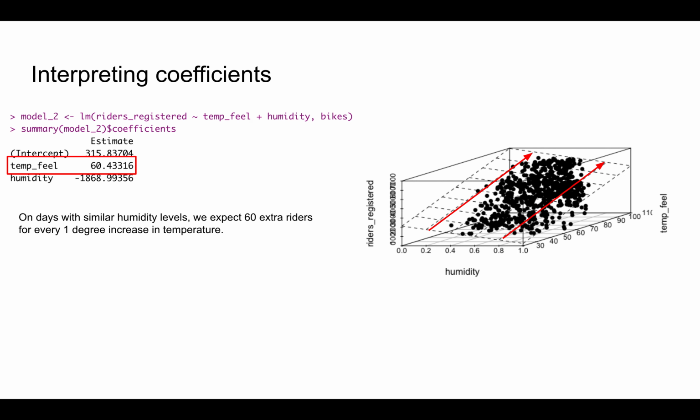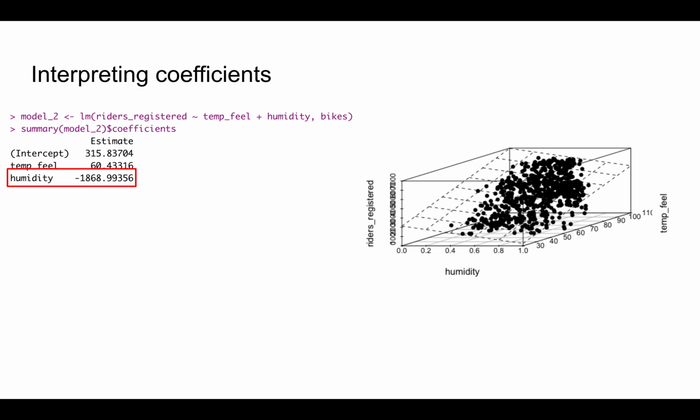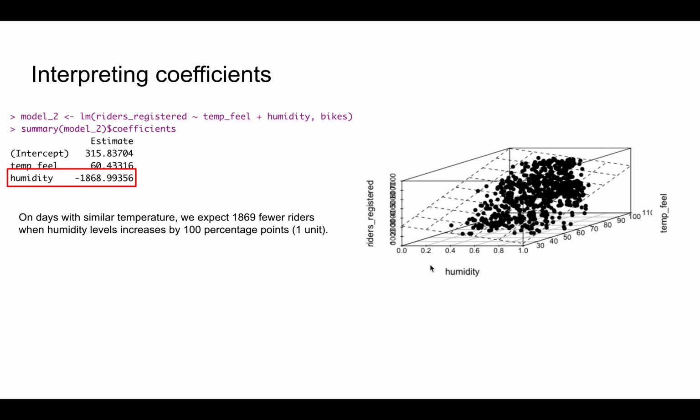We can similarly interpret the humidity coefficient. On days with similar temperatures, we expect roughly 1,869 fewer riders when humidity increases by 1 unit. Now, since humidity is recorded on this 0 to 1 scale, a 1 unit increase from 0 to 1, or a jump from 0% to 100% humidity, is really extreme.